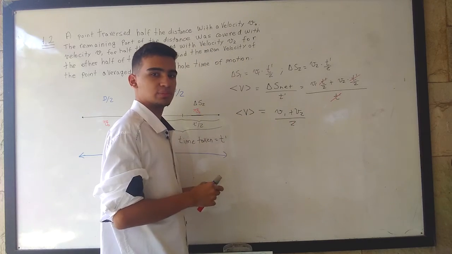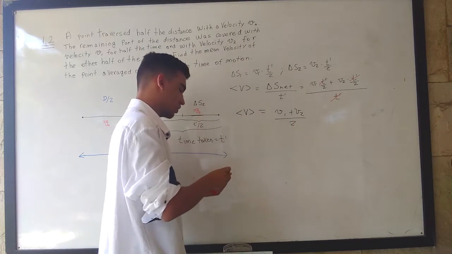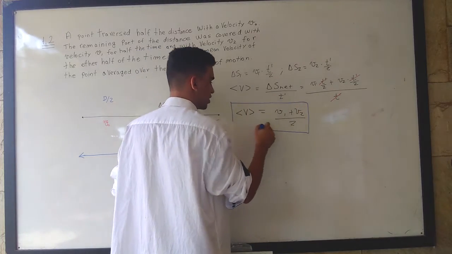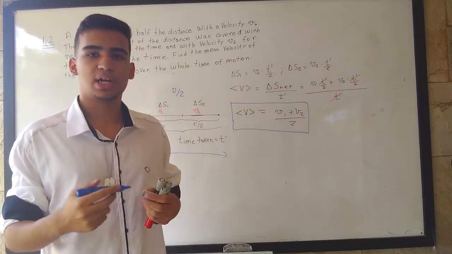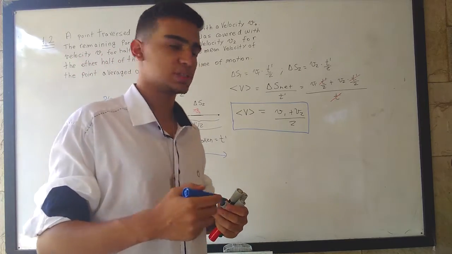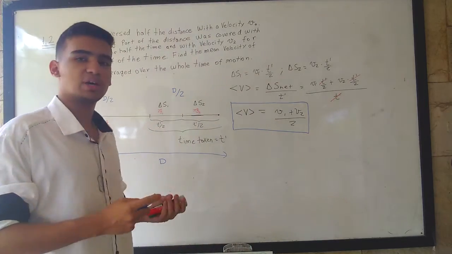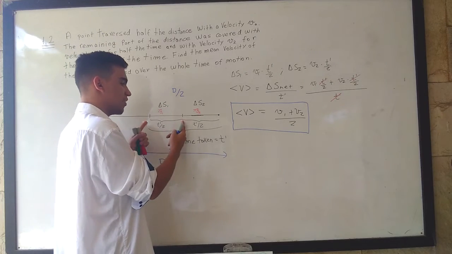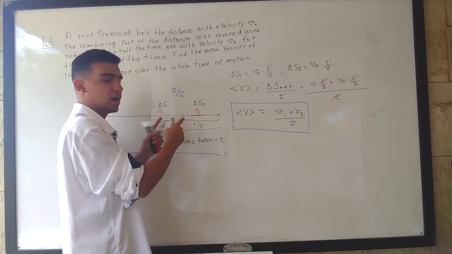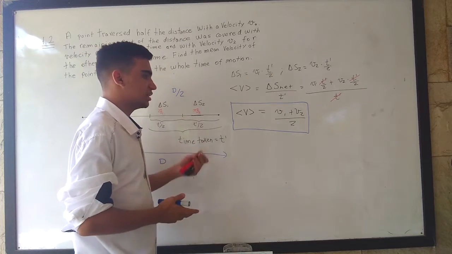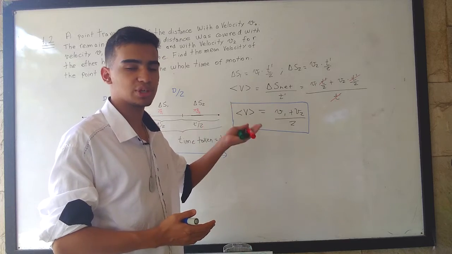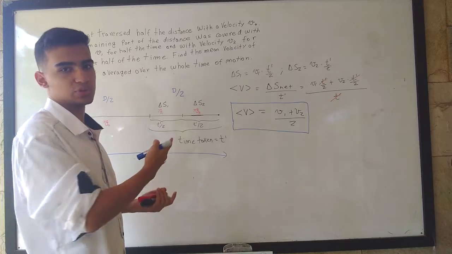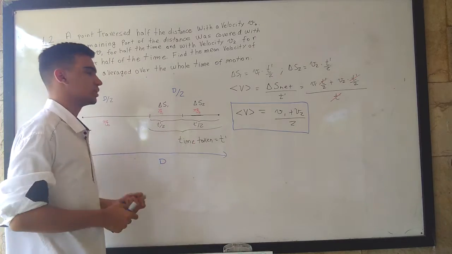What is this? This is the arithmetic mean of the velocities. Always when you have uniform motion and you have a path taken by half of the time with a velocity and the other half with another velocity, the average velocity will be the arithmetic mean of the velocities. Always.